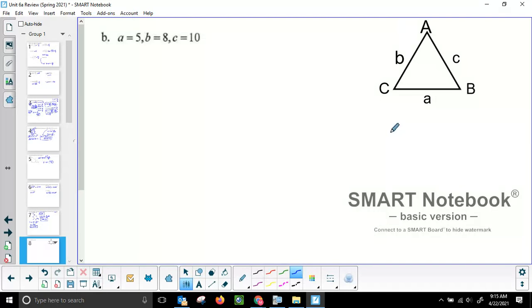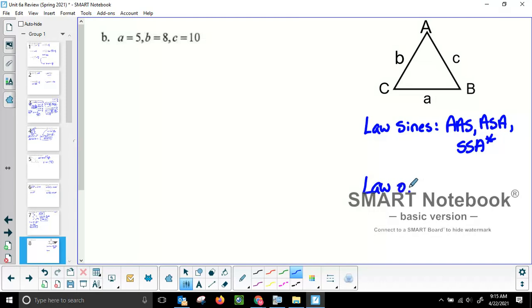It's also important to have somewhere the rules. Law of sines: you do angle, angle, side, or angle, side, angle, or side, side, angle. Of course, you have to be very careful with the side, side, angle case because that's the ambiguous case. And you use law of cosines for side, angle, side, or side, side, side. Side, angle, side, you use the regular law of cosines formula. For side, side, side, you use the alternate law of cosines formula.